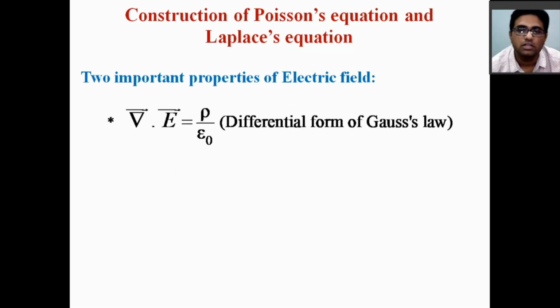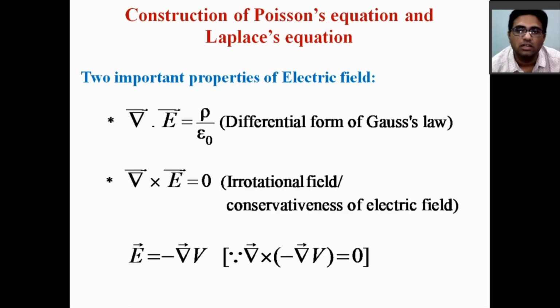The first one is the differential form of Gauss's law, and the other one is the irrotational character of the electric field. So the curl of the electric field is 0, right? If any vector field is irrotational, the curl of that vector field will be 0. It also tells about the conservative property of the electric field that we have seen.